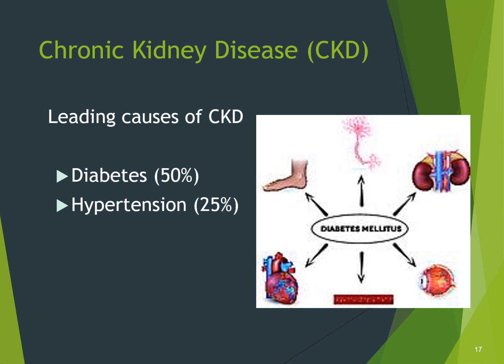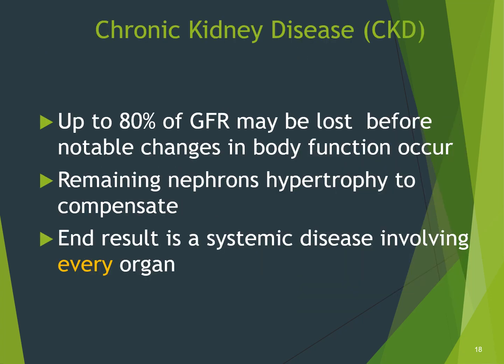Chronic kidney disease. The leading cause of chronic kidney disease is diabetes, about 50% of cases, and hypertension, about 25% of cases. A lot of those are reversible diseases, so catching those diseases earlier and helping patients manage those diseases is going to help us prevent chronic kidney disease. This is a big thing.